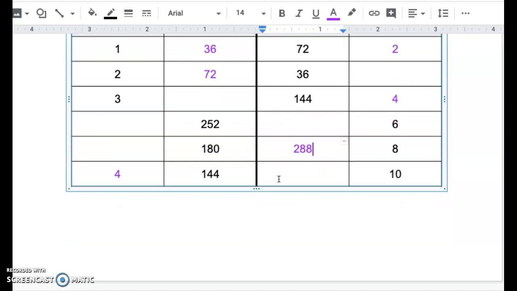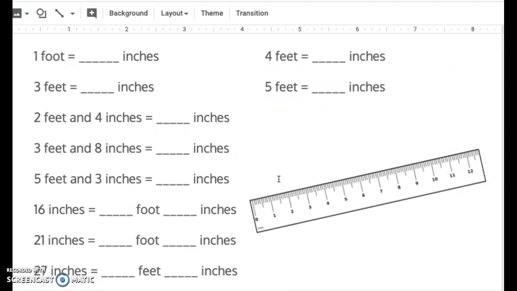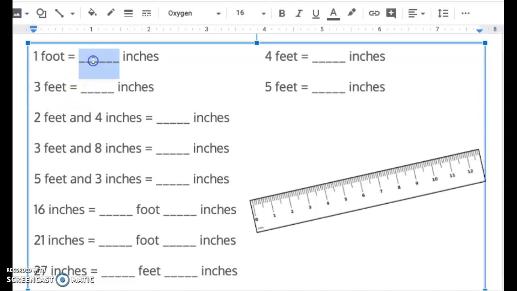Let's take a look at the next portion of our assignment. This page, we are using still inches, feet, and yards. However, we just have a different setup for it. Not everything is just in a nice, neat chart. So we're going to go through 1 foot, of course, I know that is 12 inches. You can see you'll have to figure out how many inches in 3 feet and in 4 feet. Let's do 5 feet together.